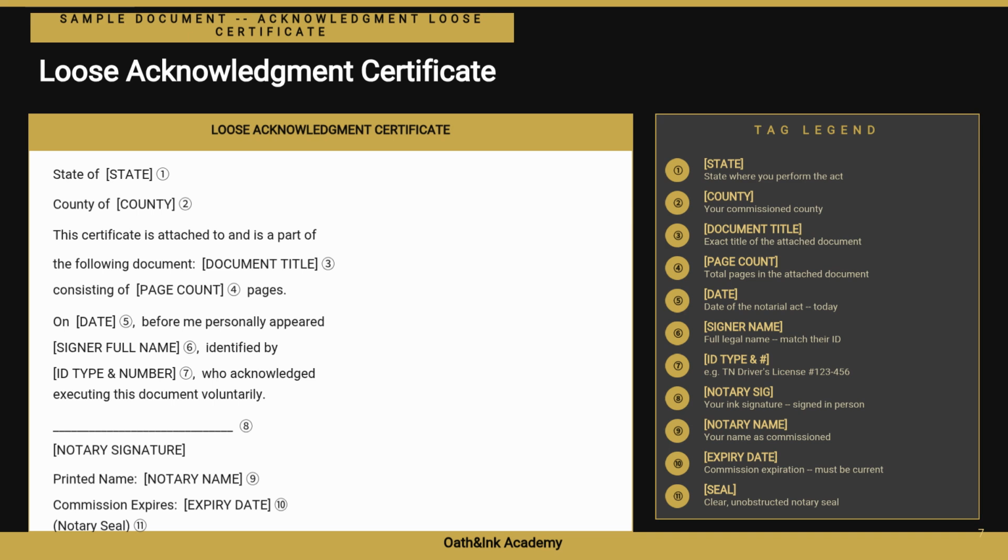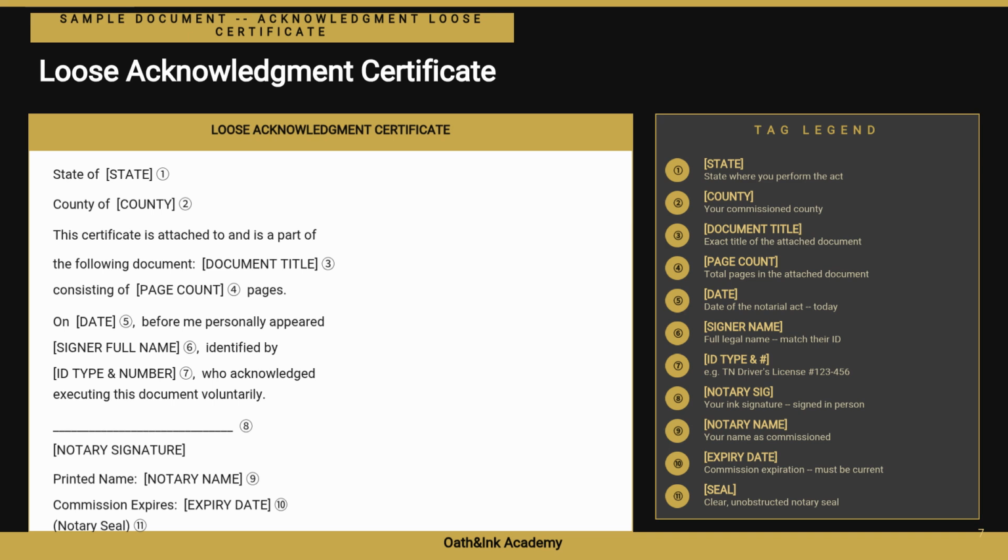Next, pay close attention to fields 3 and 4, the document title and page count. This is the identification language that legally ties your loose certificate to the specific document. For example, you might write, "This certificate is attached to the following document, General Affidavit, consisting of 2 pages." Why is this so important? Because without that identifying language, someone could theoretically remove your certificate and attach it to a completely different document. Fields 3 and 4 prevent that.